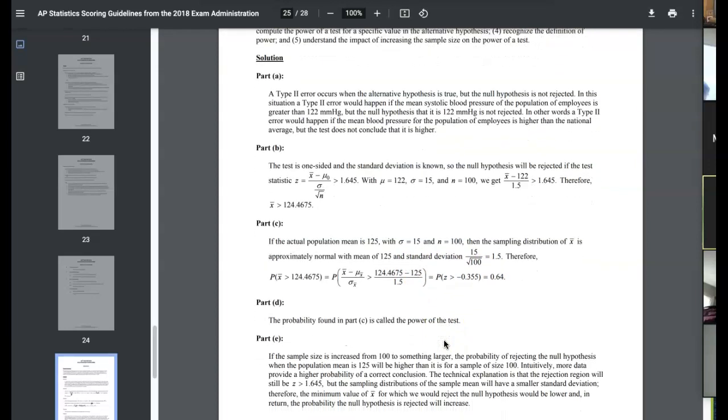Then in part E, they talk about increasing the sample size from 100 to 125. What happens when you increase the sample size? Okay, the denominator of the standard deviation gets bigger. Therefore, that makes the standard deviation overall smaller. So if you have a smaller standard deviation, that decreases the spread, and the likelihood of rejecting the null hypothesis would decrease.